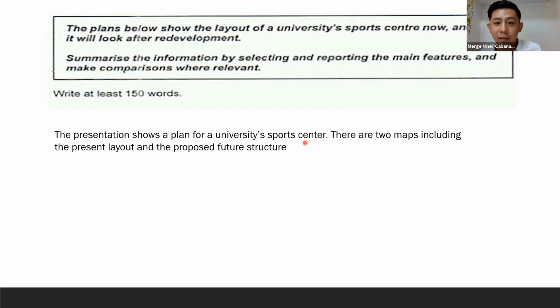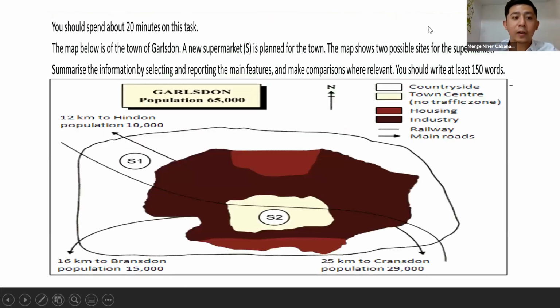Don't worry, you will have a copy of this later. But honestly, the versions of Sheena and Nina are actually very great as well. So good job on those, guys. Let's continue with more of the samples that we have. Here is another task that I have for you. The map below is the town of Garlston. A new supermarket is being planned for the town.